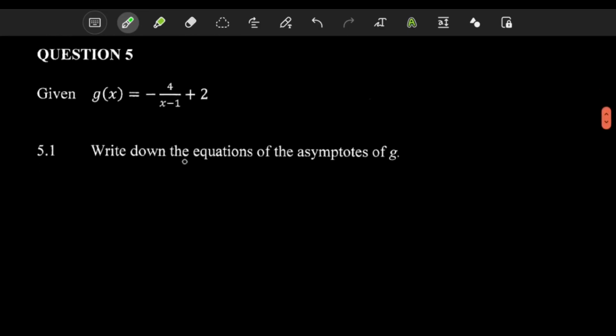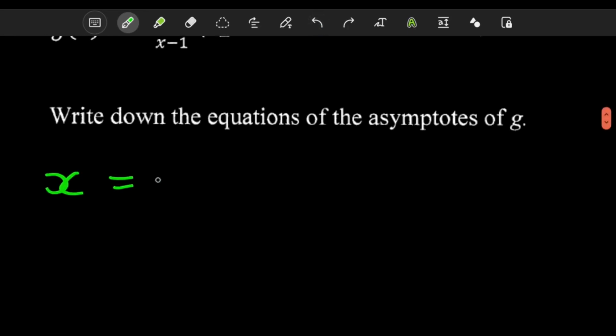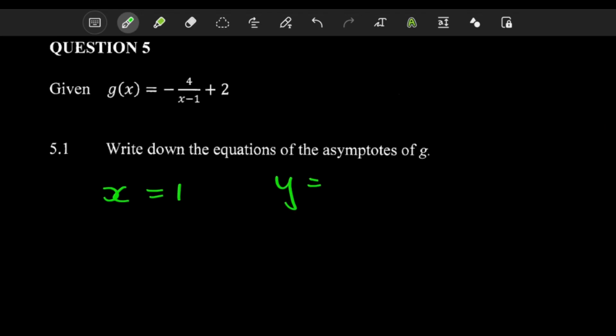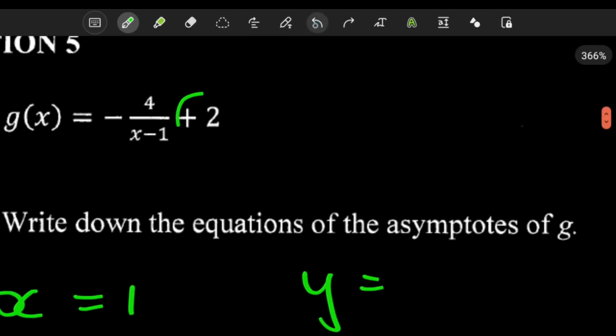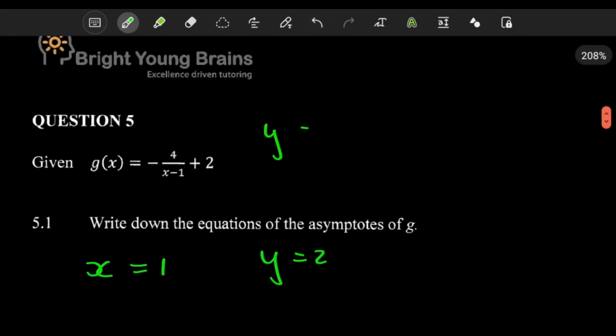So here they said they want us to write down the equations of the asymptotes. All you do is, your equation of your x asymptote, you always say it's equal to the opposite of this number. So this is the equation of your x asymptote. The y asymptote, you always take this number as it is, which is just a positive 2, because the structure of your hyperbola always has a on top, this at the bottom, this on the other side.